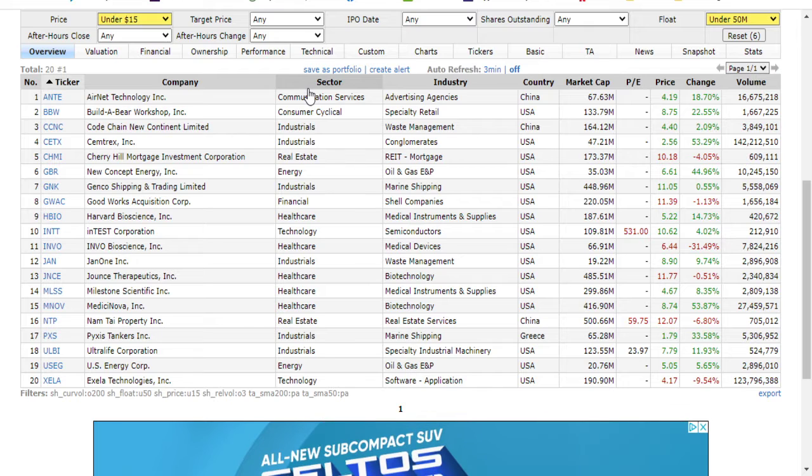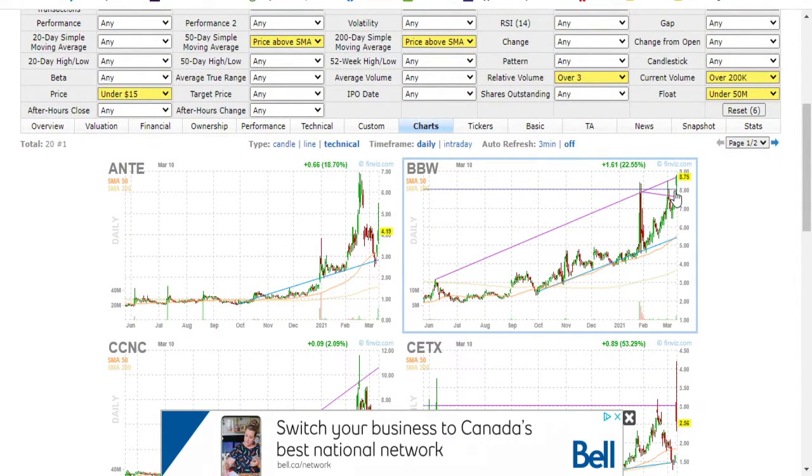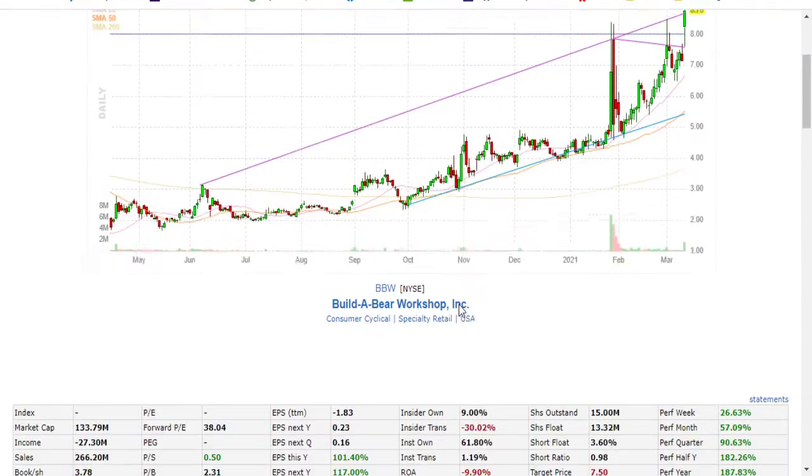Shows which sector it's in, the industry, which country, the market cap, price per earnings, the price currently, the change, and the volume. So right now this one went up 18%, this one went up 22, this one went up 53. Build a Bear Workshop. That's interesting. Let's check out this stock. We'll go to charts. And it'll show it as a chart. So we got Build a Bear right here. See, it just broke out the support actually. So this might be a potential stock. Let's check it out.